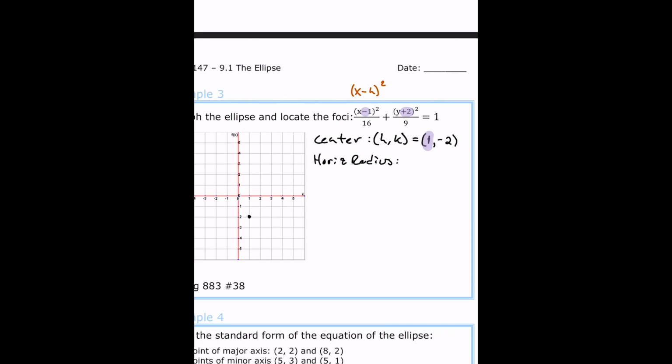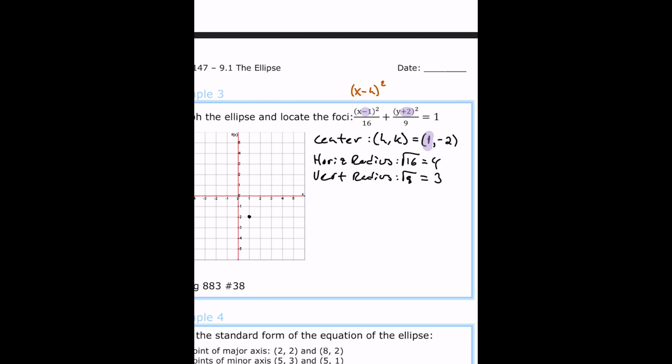The horizontal radius is the square root of 16. I know that it's the horizontal radius because the 16 is located underneath my x variable. So that's going to be equal to 4, or plus or minus 4. The vertical radius will be the square root of the denominator that's under my y value, which is the square root of 9, so 3, or plus or minus 3.